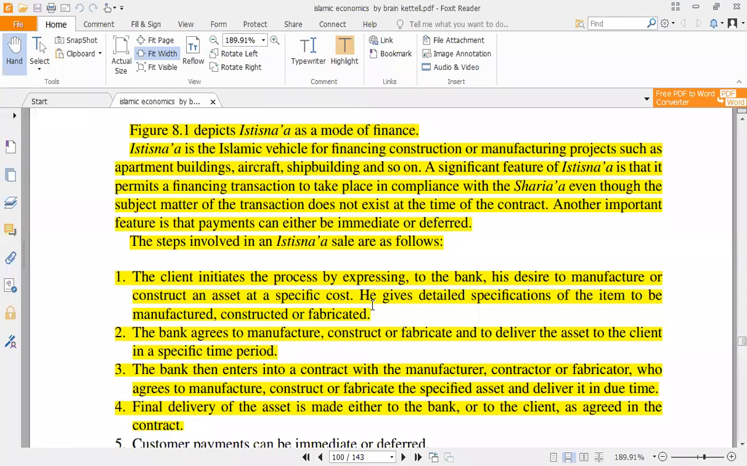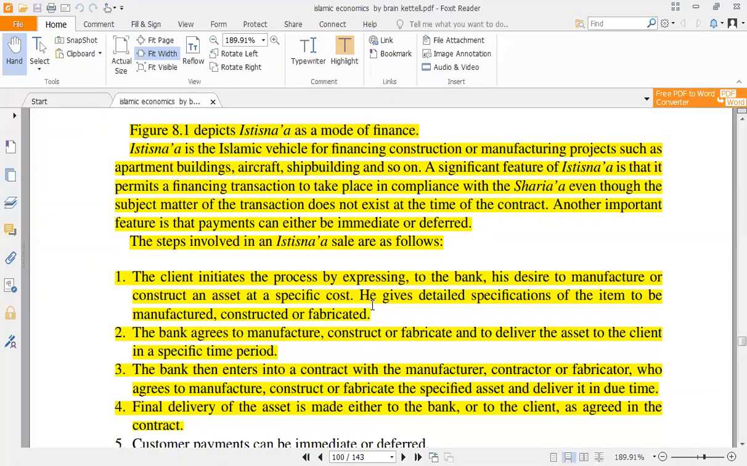Third step, then the bank enters into a contract with the manufacturer, contractor or fabricator, who agrees to manufacture, construct or fabricate the specific asset and deliver it in due time.